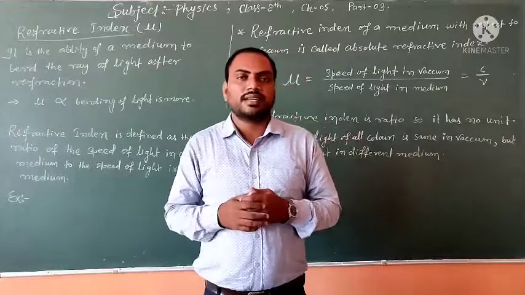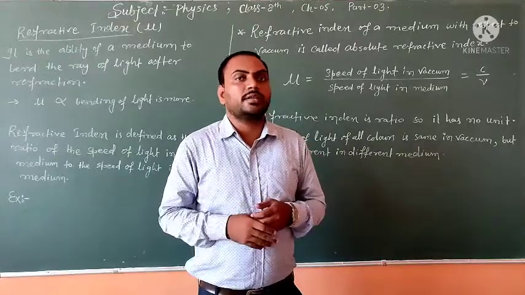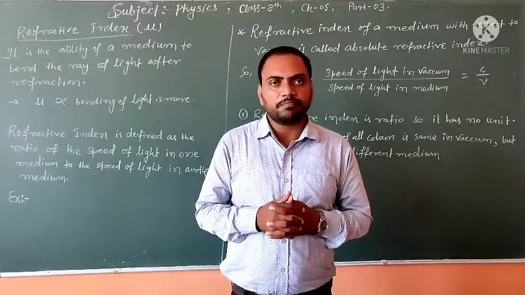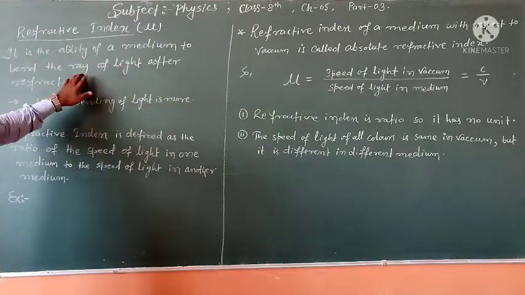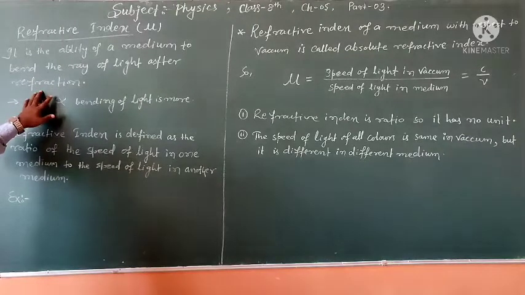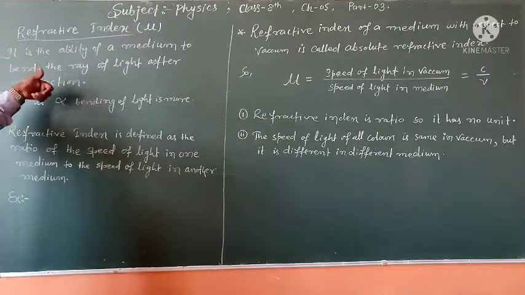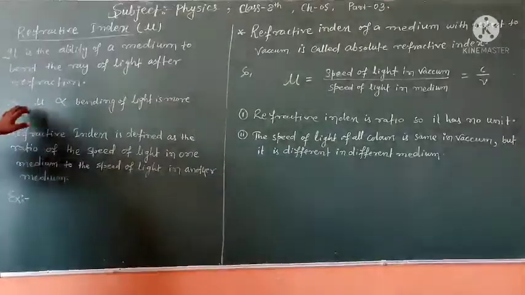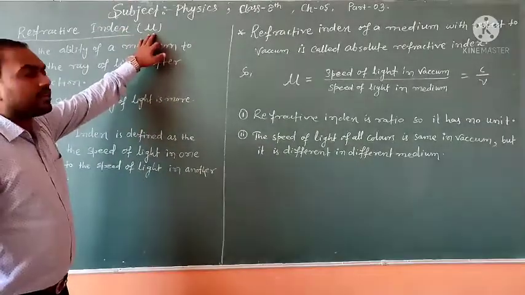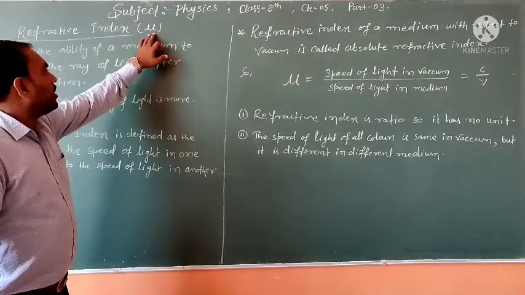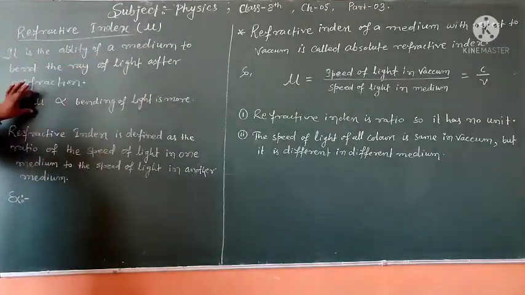Why does it happen? In the first lecture of our video, we have understood about why it bends. It bends due to change in speed of light. Okay? Dear, understand. It is the ability of the medium to bend the ray of light after refraction. Means, after refraction, when the ray of light bends, that ability is called the refractive index of that medium. Okay? We represent refractive index by a Greek letter mu. How is it read? Mu. Okay, it is a Greek letter mu. This is how refractive index is represented.